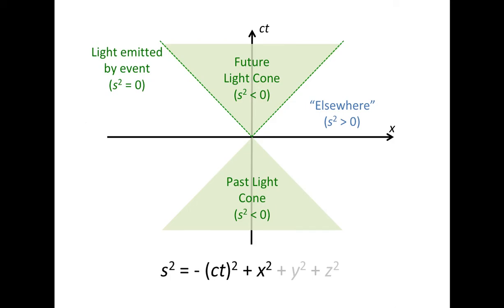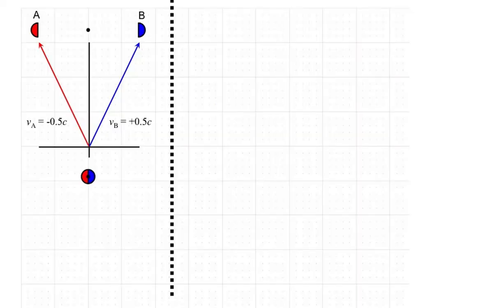Okay, so next up, we've done light cones, we've done the Minkowski metric. I want to look at collisions, or in this case, an explosion. So this is a space-time diagram for an explosion. We start off with this object here that has a red part and a white part, and then it explodes.